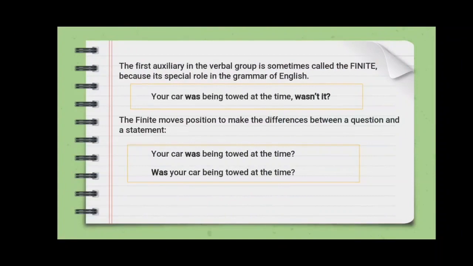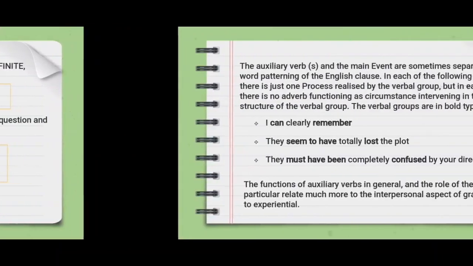Next, the first auxiliary in the verbal group is sometimes called the finite because of its special role in the grammar of English. The example here is your car was being towed at the time, wasn't it? On the other hand, the finite moves position to make the difference between a question and a statement. The first example is your car was being towed at the time. This shows a statement. And the second example is was your car being towed at the time? This can be said to be a question because there is a question mark.